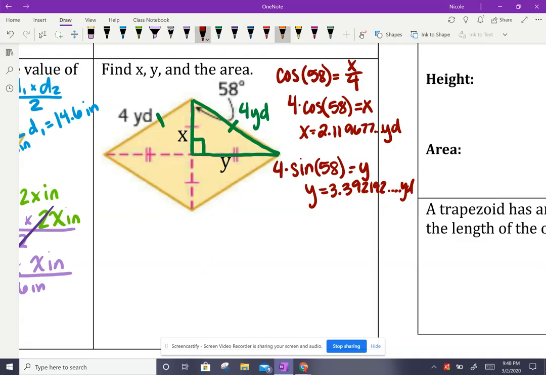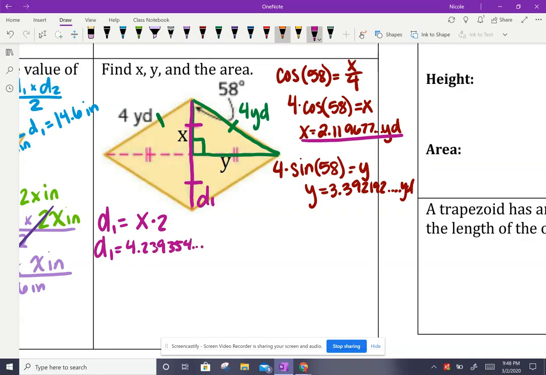So now I need to find my diagonals. So my first diagonal I'm going to look at is the one my x's are on. So since these are congruent, to find diagonal 1, I'm going to take x times 2. Now x, remember, is located over here on the right-hand side. I'm going to take that number times 2. And so diagonal 1 is equal to 4.239354. Keep that whole decimal with you, yards.